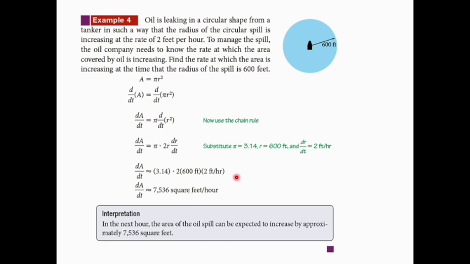Now, if we were told how the area was changing with respect to time, and the question asked us to find how the radius is changing with respect to time, then we would have to do a little bit more work to solve for dr/dt. So I would have to isolate the dr/dt to get that answer. So pay attention to what the question is asking you to find so that you know what you're trying to solve for.